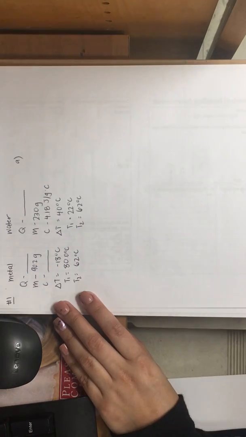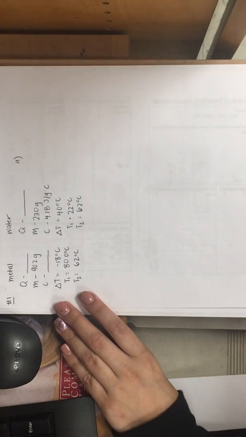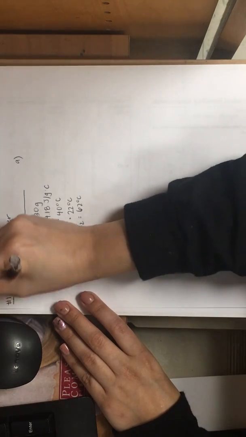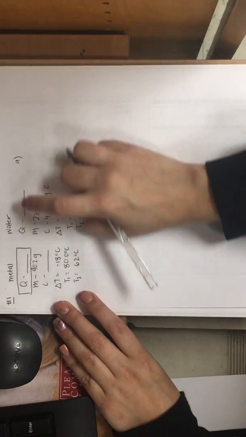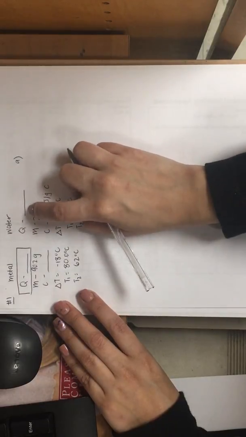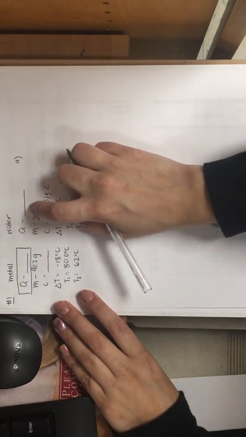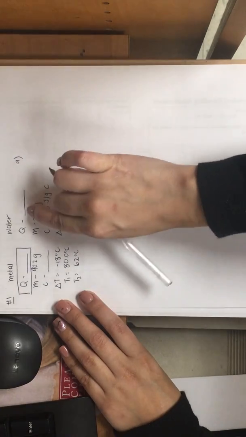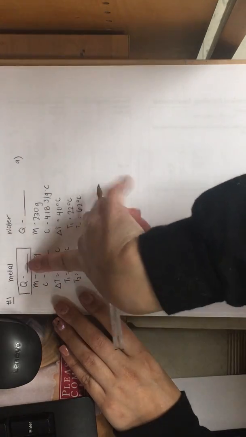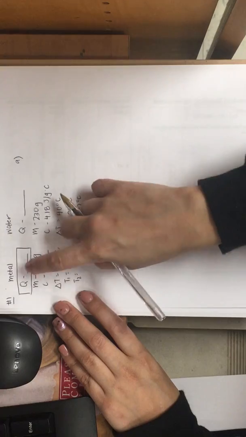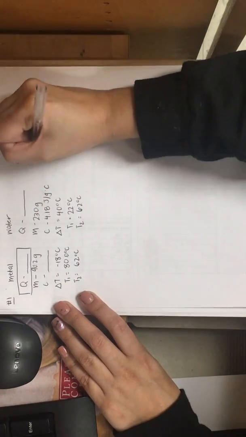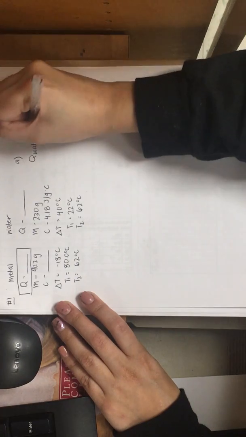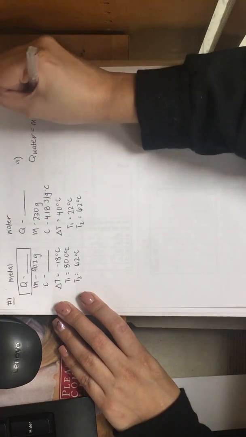Letter A is asking me to find, assuming no heat was lost to the environment, how much heat did the metal release? So we are trying to find this. Well, in order to find this, we need to find how much the water was absorbing, because if I know how much the water absorbed, I know how much the metal released, because of the law of conservation of energy. So what we're going to do first is solve for the Q of water, and we can just do mcΔT for that.